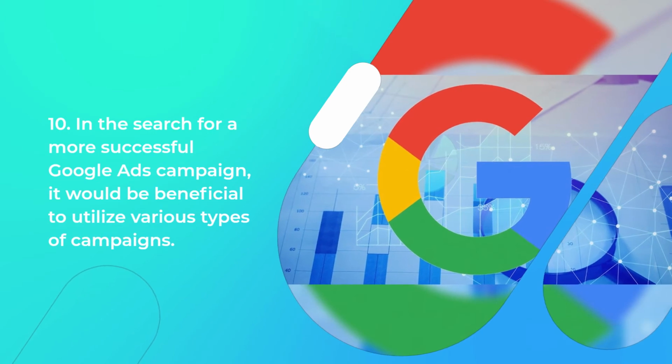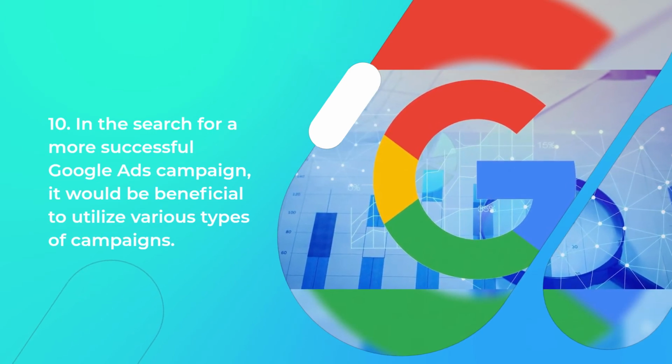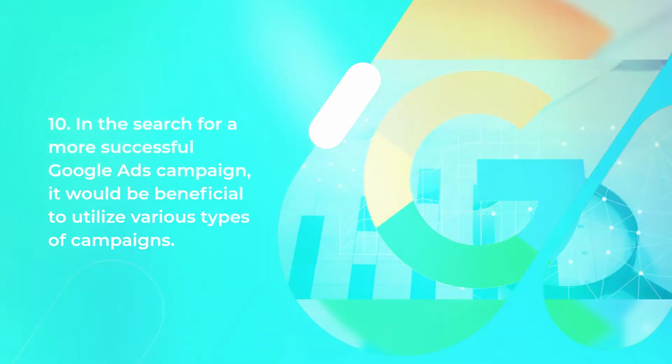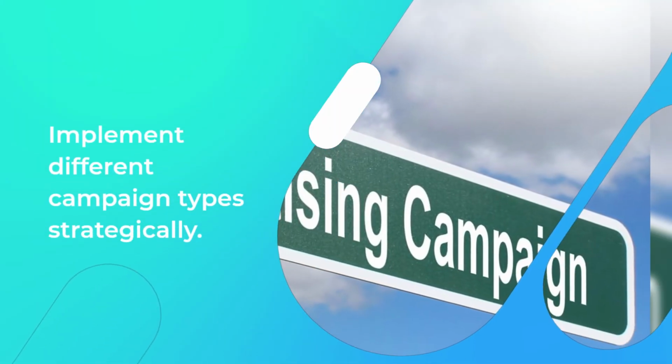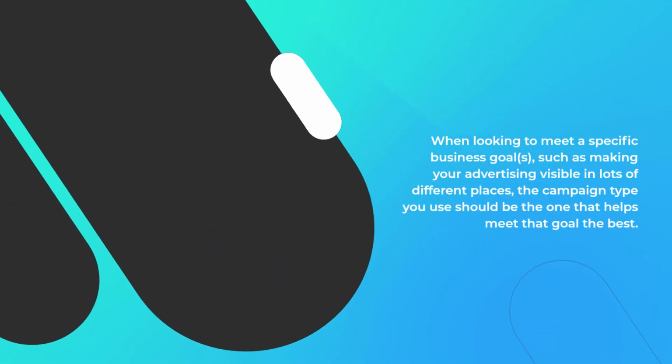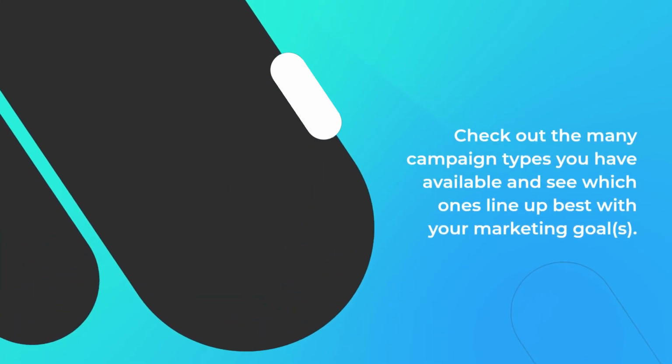10. In the search for a more successful Google Ads campaign, it would be beneficial to utilize various types of campaigns. Implement different campaign types strategically. When looking to meet specific business goals, such as making your advertising visible in lots of different places, the campaign type you use should be the one that helps meet that goal the best. Check out the many campaign types you have available and see which ones line up best with your marketing goals.